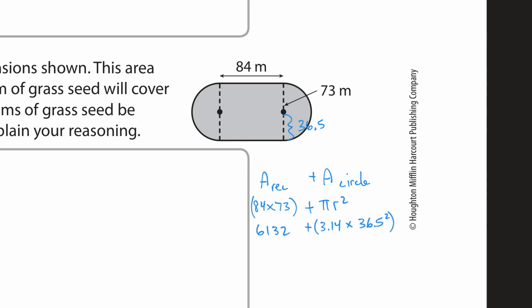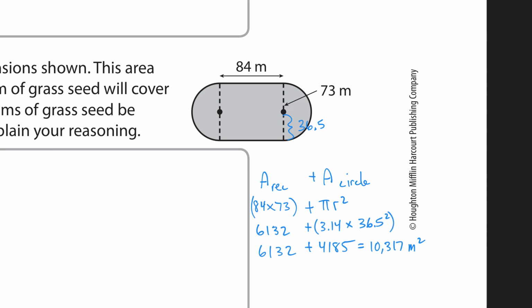That is 4,185. And I add 6,132 to that, and I get a total area of 10,317, and that's square meters. Now, that is our total area.